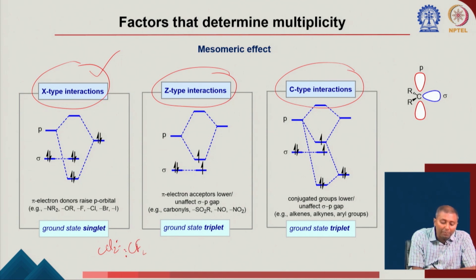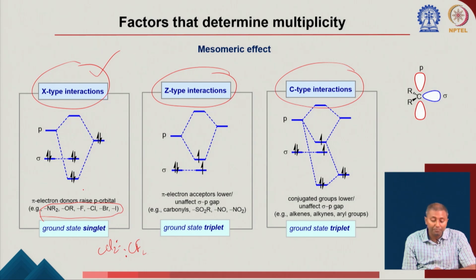That means you have a pi electron donor which can raise the p orbital, like NR2, OR, fluorine, chlorine. So if this type of group is present, what is going to happen? This can raise the p orbital, because you have non-bonding electrons which can be donated. So now this can raise the p orbital. So that's what is going to happen.